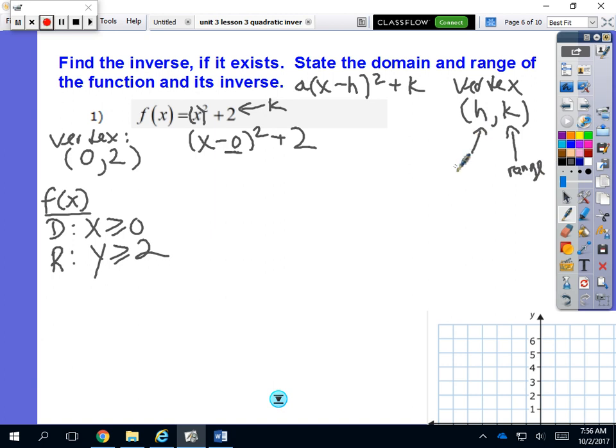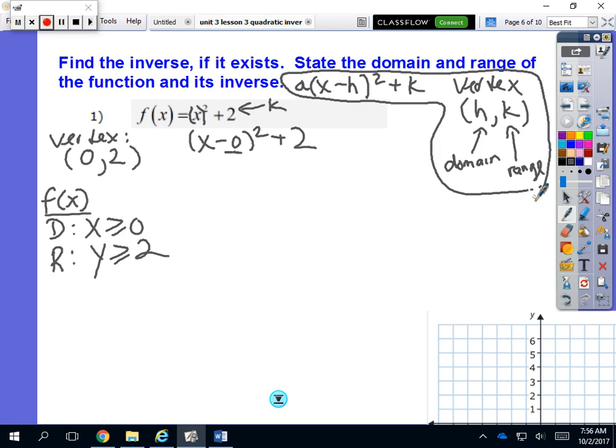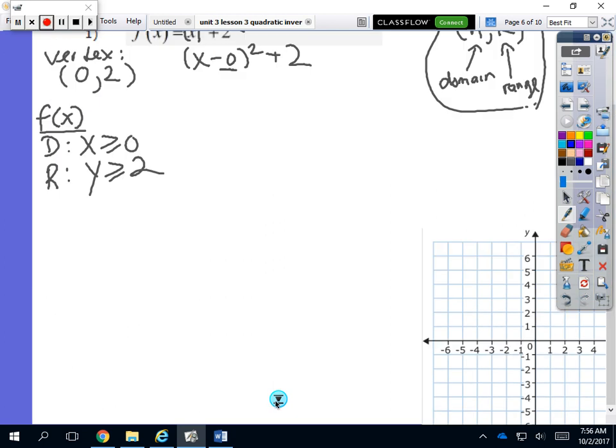Whatever h is tells you your domain. We talked about that in the notes the other day, but just a little refresher. So this is your vertex form. Okay, so we know the domain and range of the function. Now, to find the domain and range of the inverse, it's just the opposite. You just basically switch these two numbers.